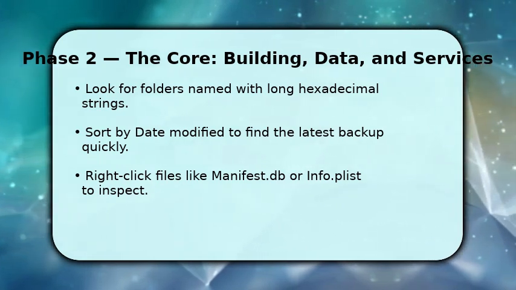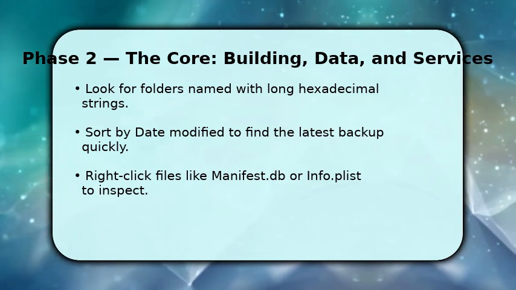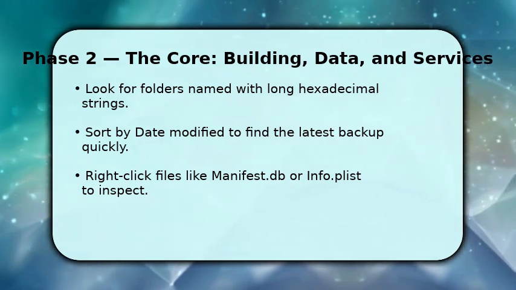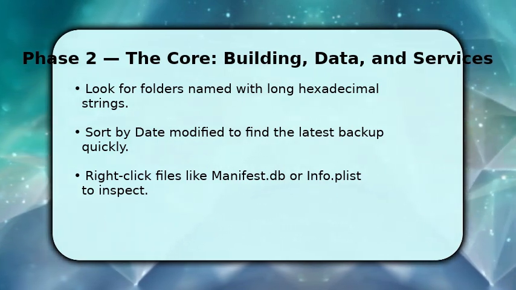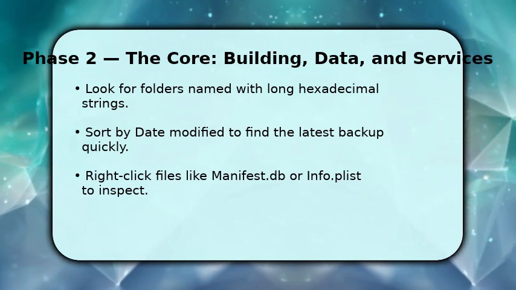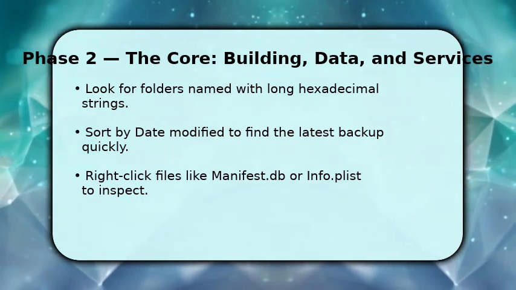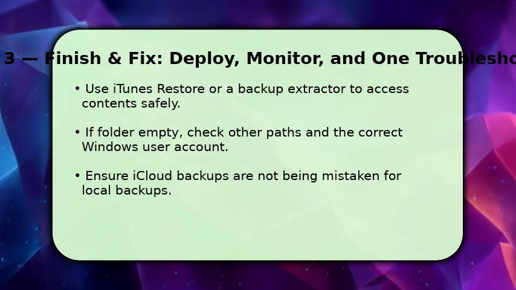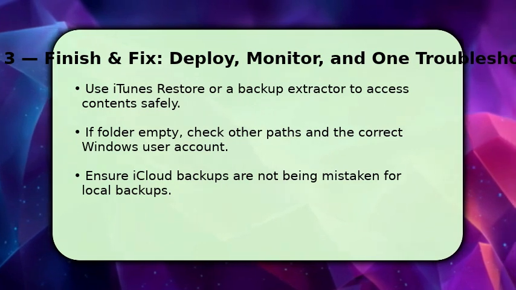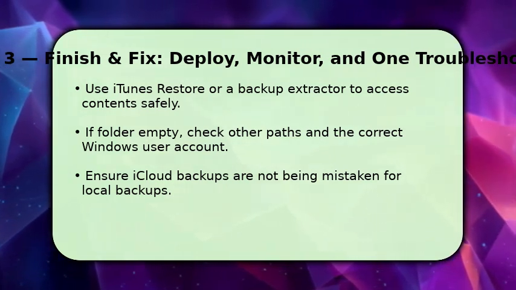If you need details, right-click and open Info.plist with a text editor to see the device name and backup date, which explains why this folder is the one you want. To finish, verify integrity by confirming Manifest.db exists and file sizes look substantial. Then use iTunes Restore or a trusted backup extractor to access data.